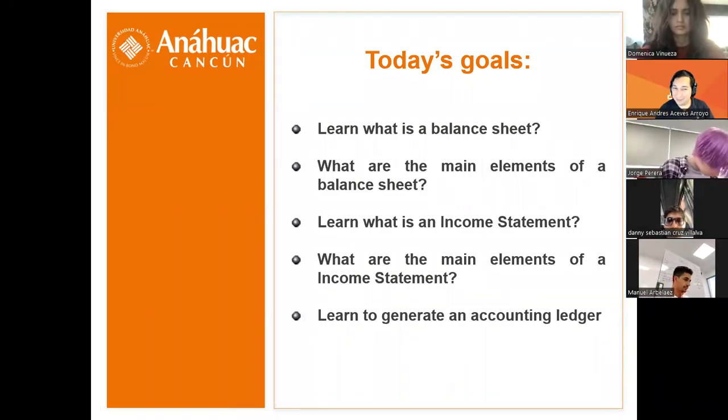So, guys, today's goals are to learn what a balance sheet is, what the main elements of a balance sheet are, learn what an income statement is, what the main elements of an income statement are, and learn to generate an accounting ledger. Guys, please be very attentive to this first month. If you don't learn this first month, you will have trouble afterwards.